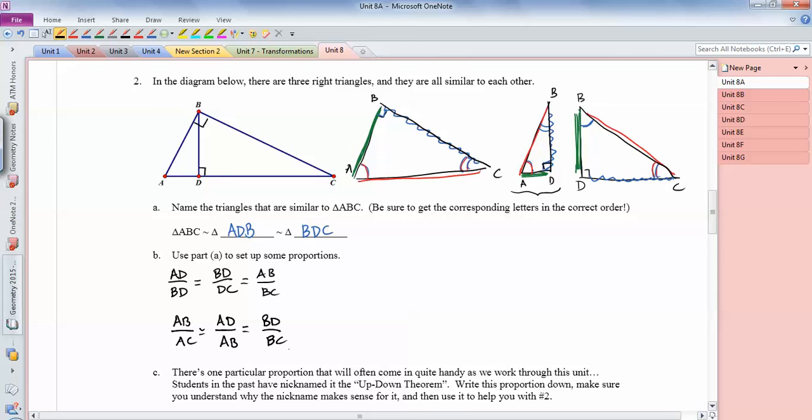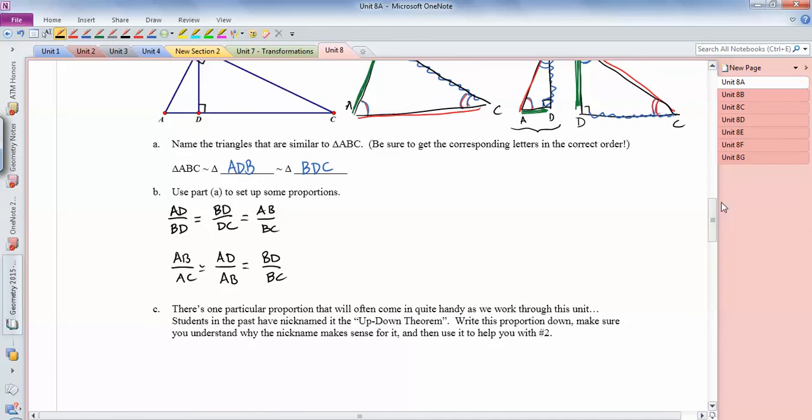Okay, now it turns out there's one theorem that I found comes in really handy for a lot of students when they're solving problems that use this diagram, which is surprisingly common in this unit. So this is it right here. AD over BD equals BD over DC. So I'm going to write it right here: AD over BD equals BD over DC.